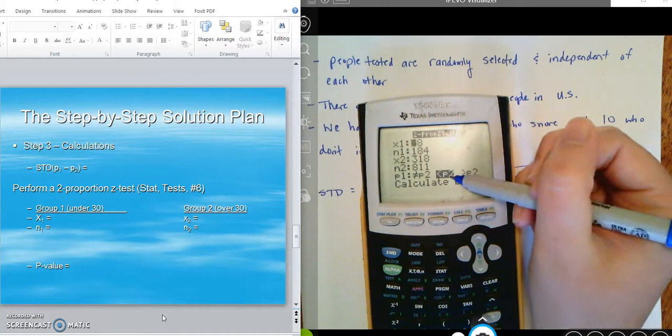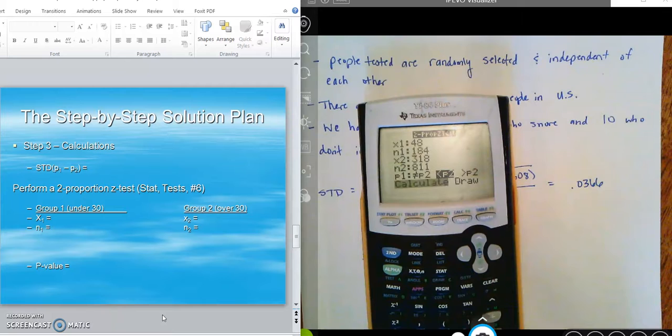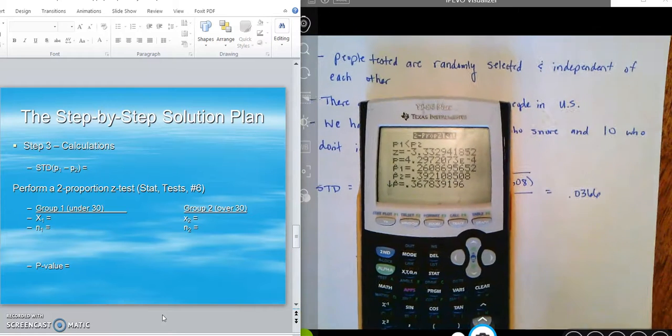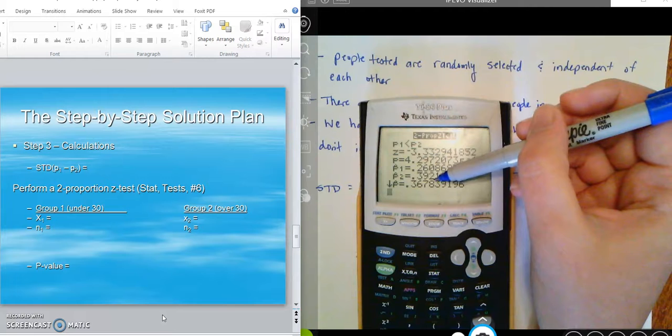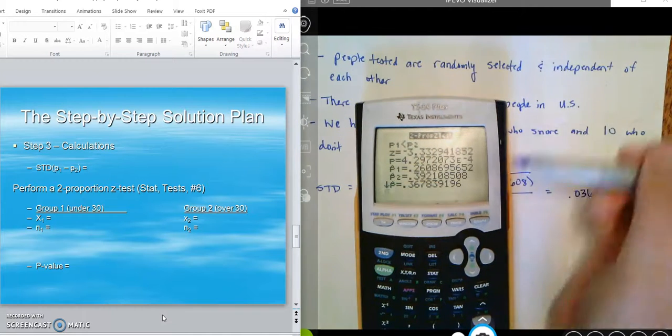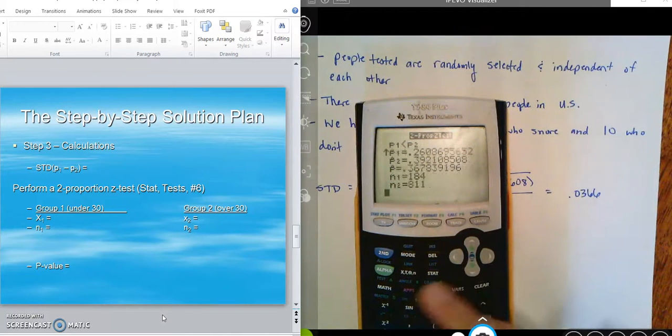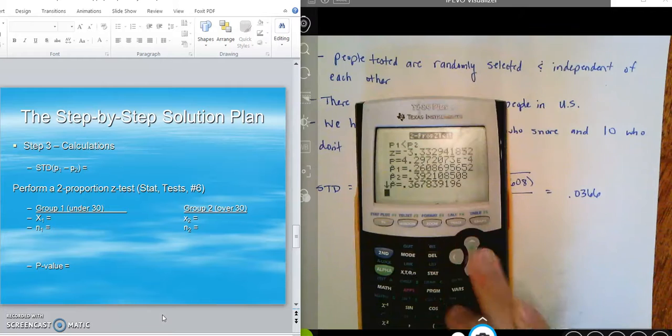I am saying that less than, go down to calculate. Gives you a lot of information. Gives you the z-score, gives you the p-value, gives you your probability of 1 and probability of 2. We already knew those. We have them. Gives you p-hat, and we already knew our n1 and n2. The one we care about is p here.